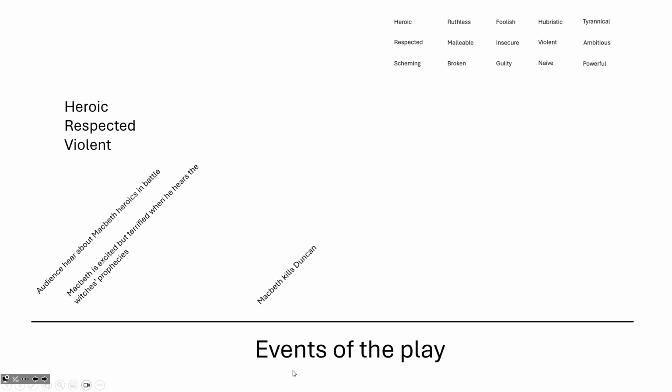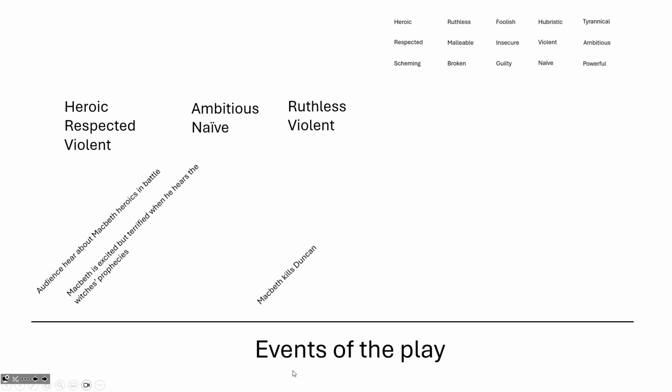I fully expect many of you to not know the words hubristic, tyrannical, malleable, and maybe not the words scheming and naive, so look them up. It's part of the challenge to look up those words and have the definitions for them. Right, plot point 2. Macbeth is excited but terrified when he hears the witches' prophecies. Here I describe him as both ambitious and naive. When he kills Duncan, he's probably ruthless and violent.